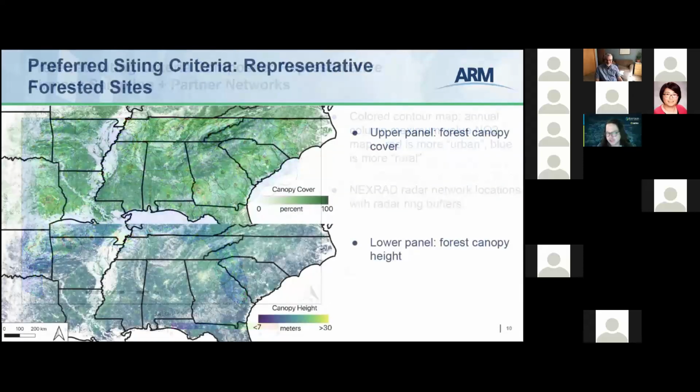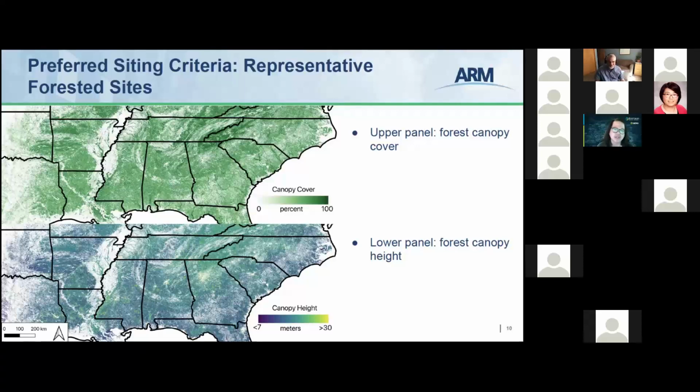Because of our strong land-atmosphere science drivers, we also want to be in a representative forest site. The upper panel gives us a sense of forest canopy cover, and the lower panel gives us a sense of forest canopy height. So we're using these types of maps to point us towards representative and preferred forest siting areas.